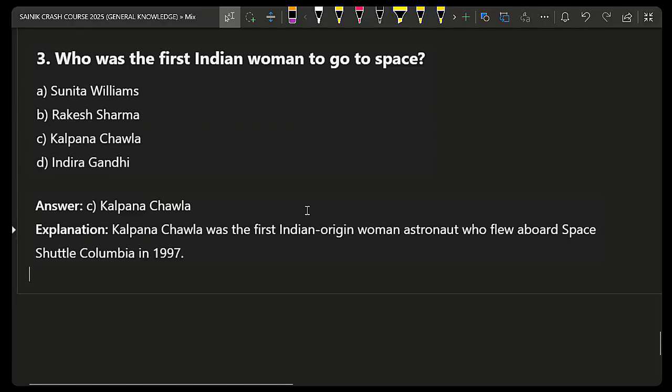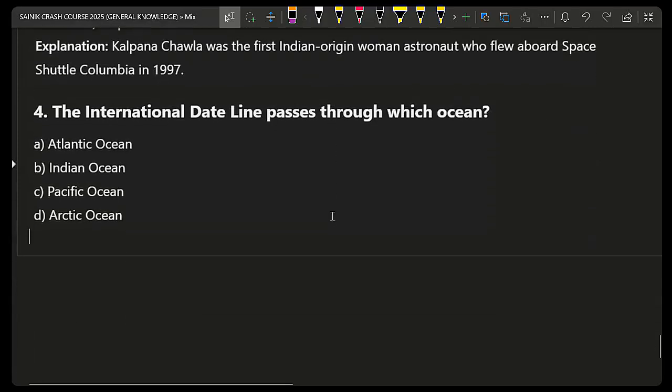Next question. The international date line passes through which ocean? So using that international date line, all the countries are following the dates. Okay, the date change. Is it passing through Atlantic Ocean, Indian Ocean, Pacific Ocean, or Arctic Ocean? That is the question. Participate in the poll, all of you.